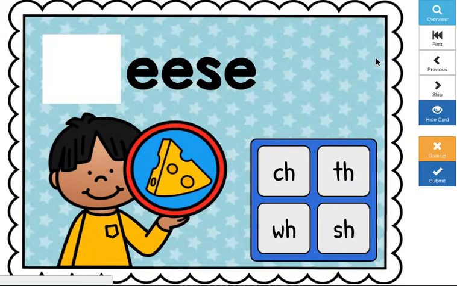Today we're going to review digraphs. So we're going to play this Boom Cards game. You're going to look at the picture that the kid is holding, and then we're going to figure out what digraph it begins with. Let's look at the picture.